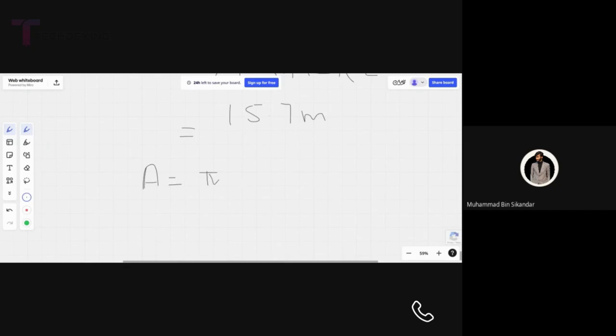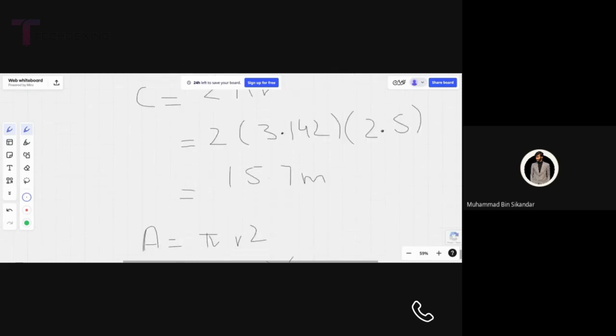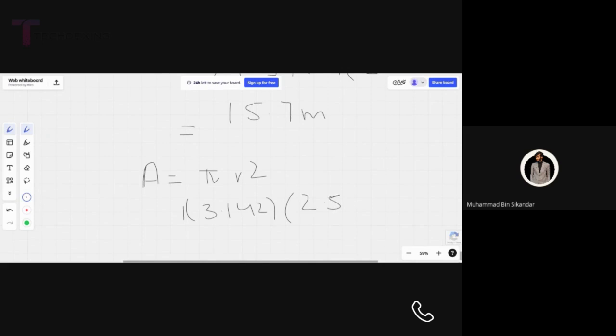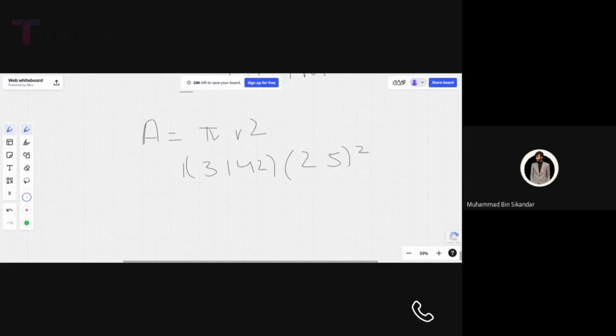The area of circle is pi r square. So pi's value is 3.142 into radius. Radius is 2.5. 2.5 square. Calculate this on calculator. That's nothing, I cannot erase it. Just start from here: 3.142 into 2.5 square.